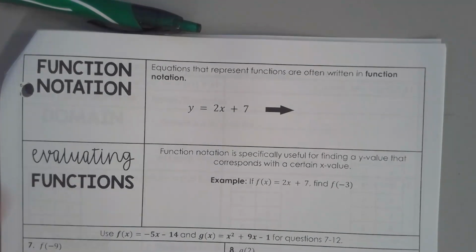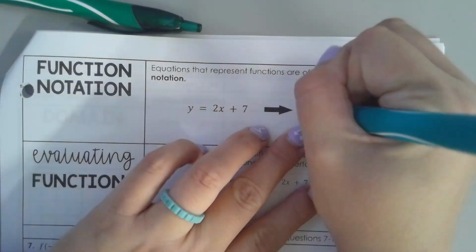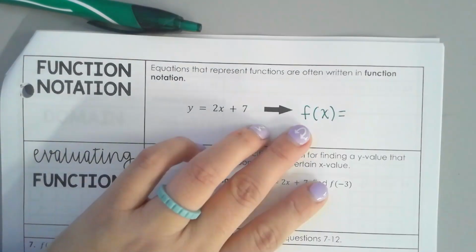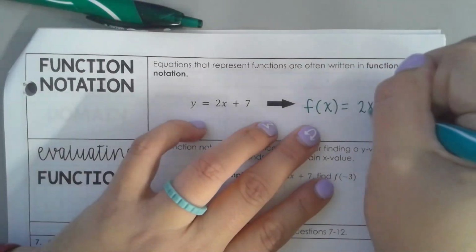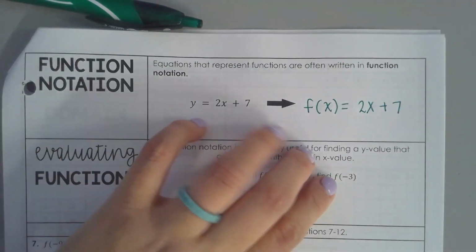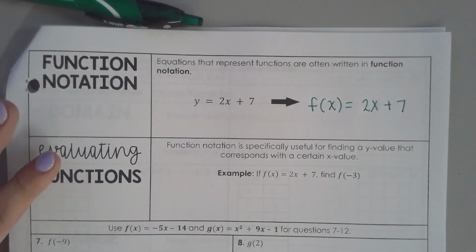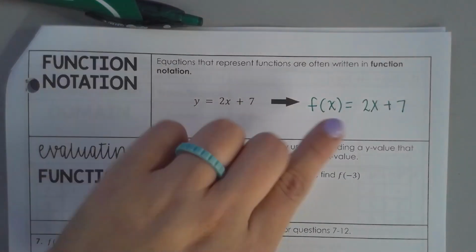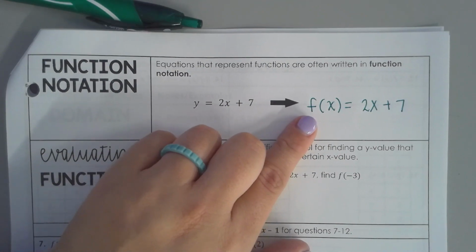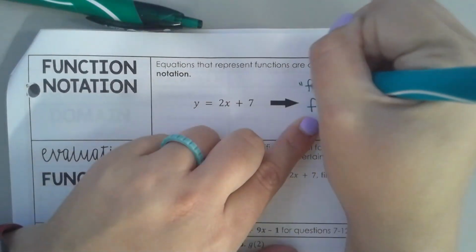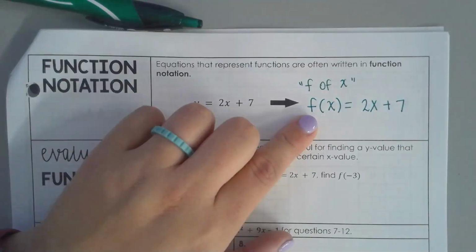Okay. So far, you've always been used to seeing something like y equals 2x plus 7. We're going to be writing it a little bit different. Instead of putting y equals, I'm going to be putting this. Have you ever seen that before? You probably did in Algebra 1, but it probably slipped your mind. The way that I would say this out loud is f of x.